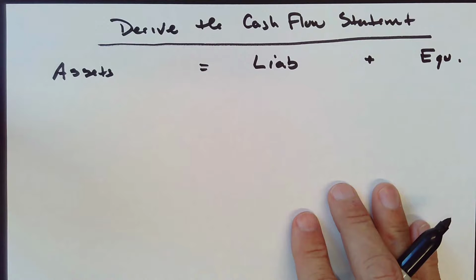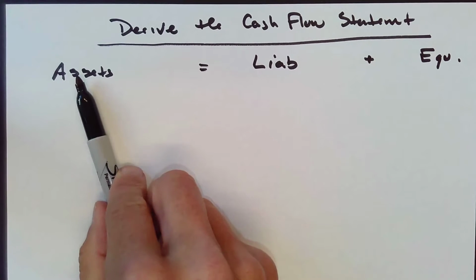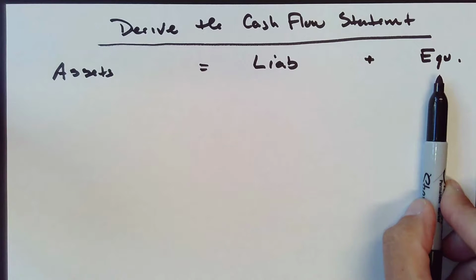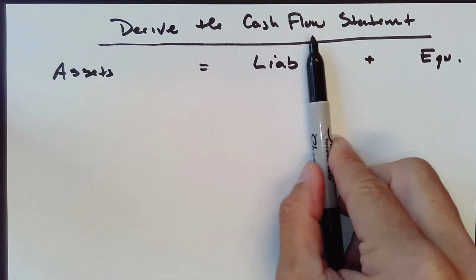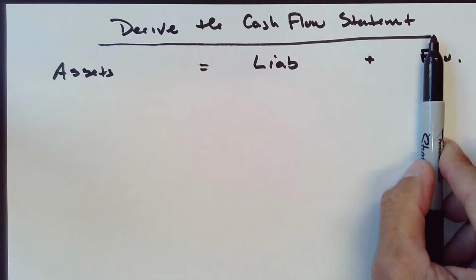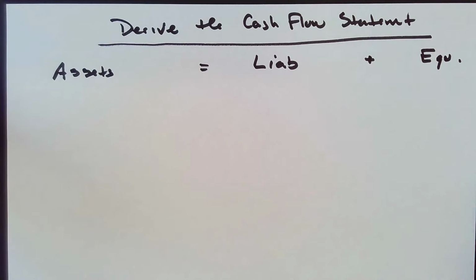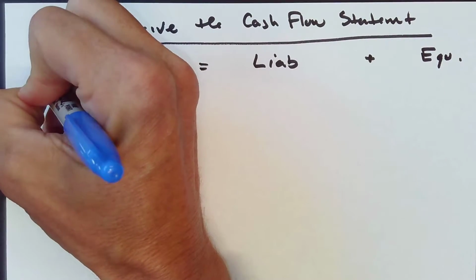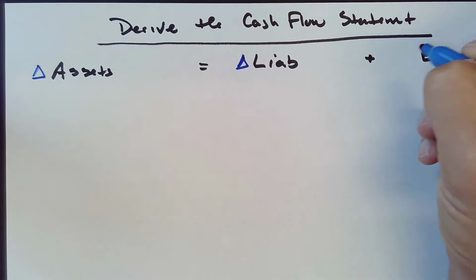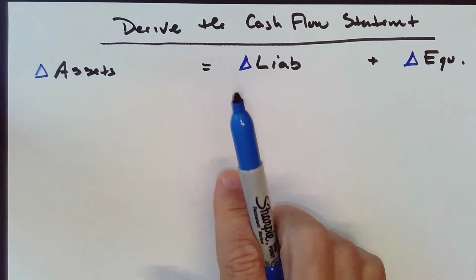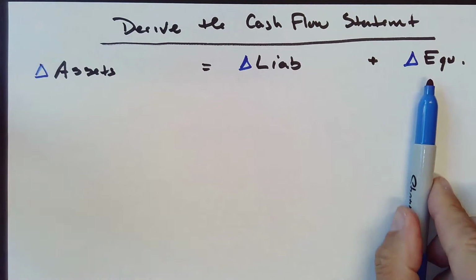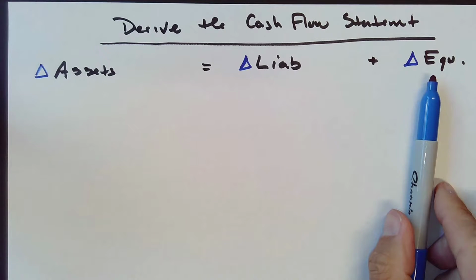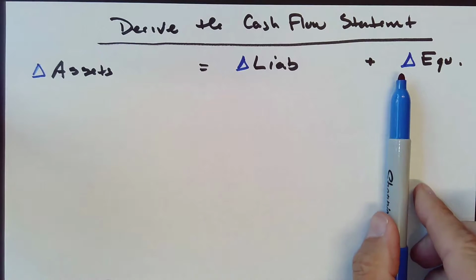Now, ultimately, the cash flow statement is looking for changes. It's not looking for this equation, right? We're looking for what's happening from a change perspective. So I'm going to alter this equation, and really we're just looking at the deltas. So the change in assets should always equal the change in liabilities plus the change in equity. And mathematically, that should make sense to everybody.